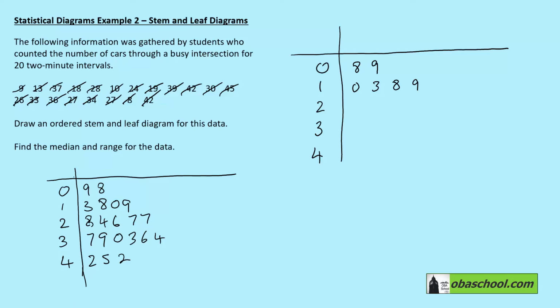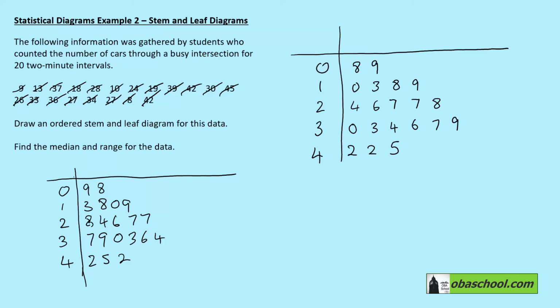So here I've got 4, 6, 4, 6, 7, 7, 8. Note how everything's lining up. 0, 3, 4, 0, 3, 4, 6, 7, 9. And then we've got 2, 2, and 5.